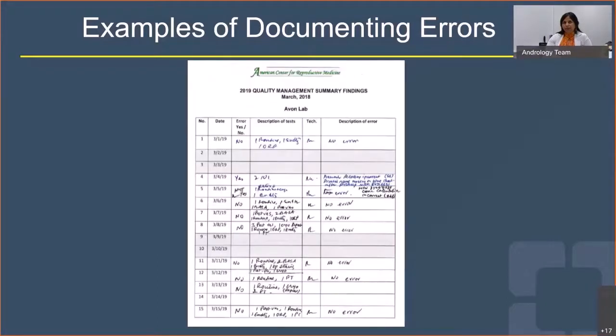Next. So here I provided an error report. This is a weekly report that has been done, and the days when there were no errors, it has been documented, the type of the test conducted, there is a description of the test, and whenever there is an error, you can see in row 4, there was an error in the pre-wash calculations, and this was documented. And the correction of the error is also documented. So this is a weekly audit that we do as part of quality assurance.